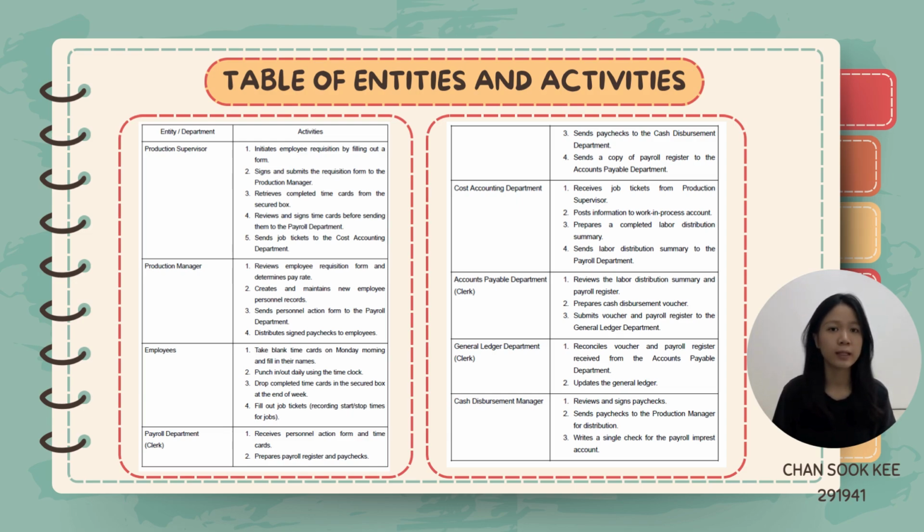291941. Today I will be presenting the table of entities and activities for the payroll system of Busana Textiles Sendirian Berhad. This table outlines the key departments and their activities, ensuring a structured and accountable payroll system.